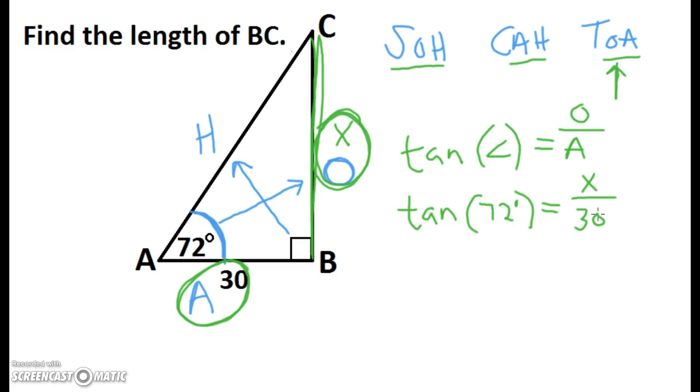And now this is just a one-step equation. If I want to get X by itself, I would multiply by 30, multiply by 30, so it makes that go away. So I'm left with X all by itself. And then in your calculator, you actually need to type in tangent of 72 and then close your parentheses. So tangent of 72, close your parentheses, and then times 30. You would need to make sure that your calculator was in degree mode.